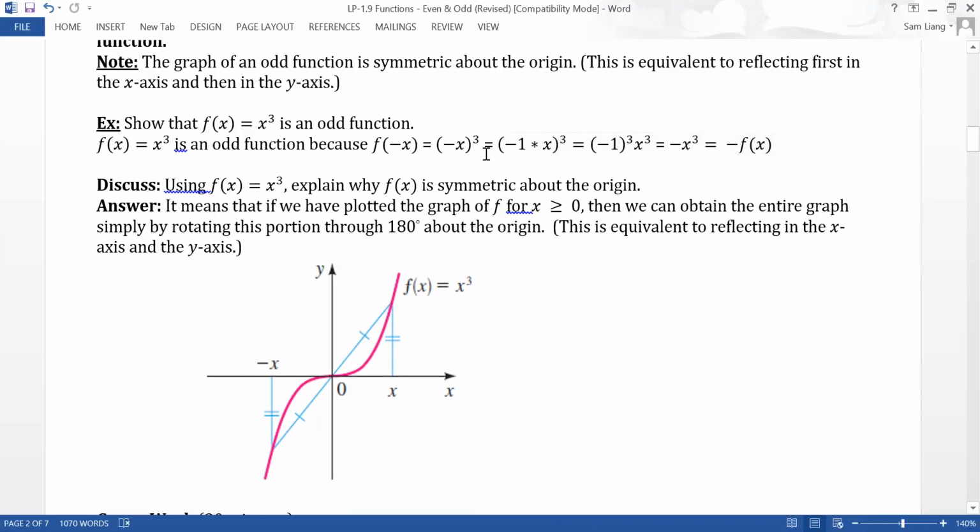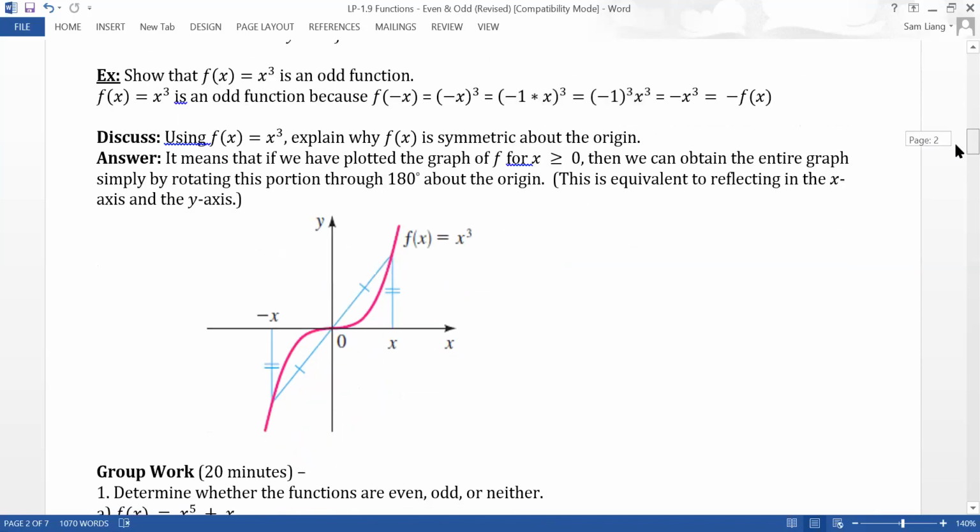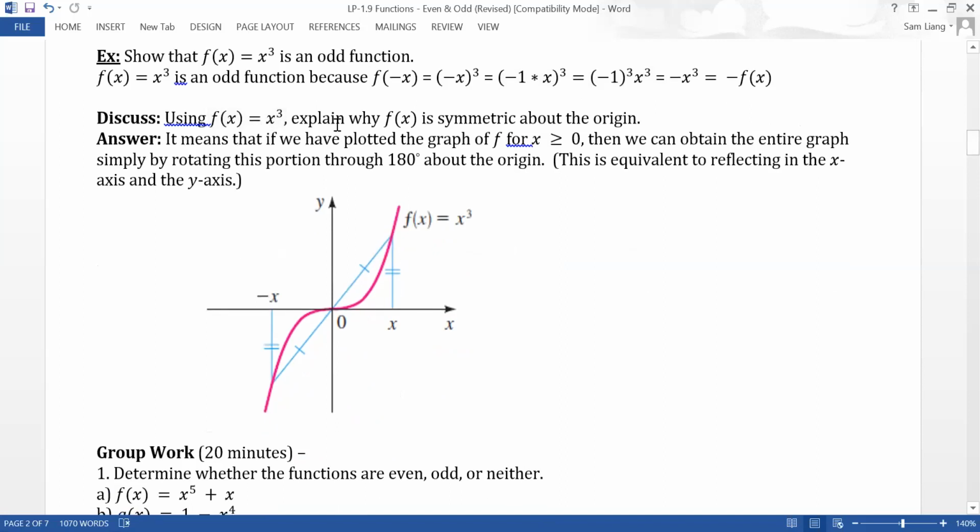And so because we showed that after plugging in negative x, we get the negation of the original function, we proved algebraically that this is odd. Just to talk briefly about the graph: using f of x equals x cubed, explain why f of x is symmetric about the origin.